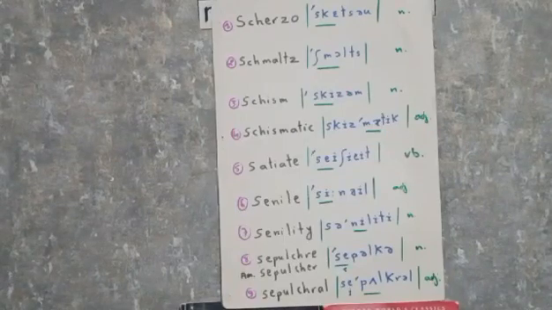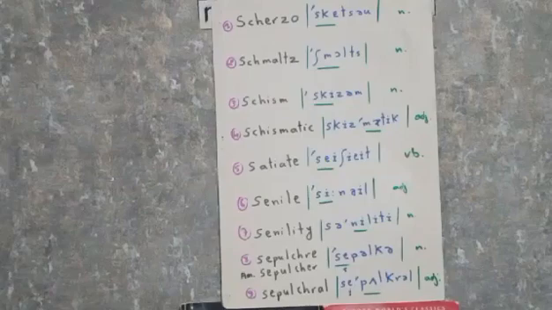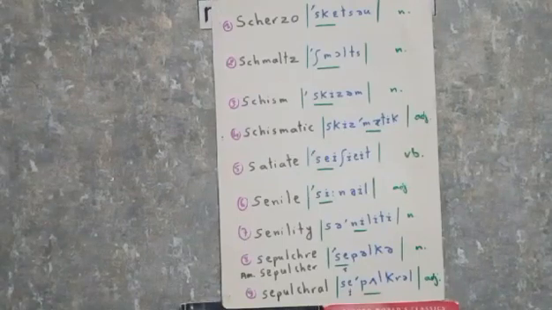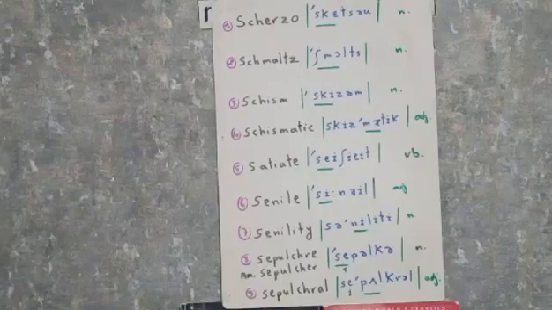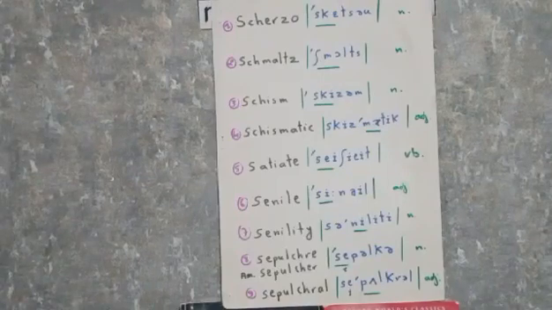Schism. And schism is also a disyllabic noun, which means a division of a religious community, especially into factions. That's schism. The first syllable should be stressed. We say schism. I repeat, the first word is scherzo, the second word is schmaltz, the third word is schism.